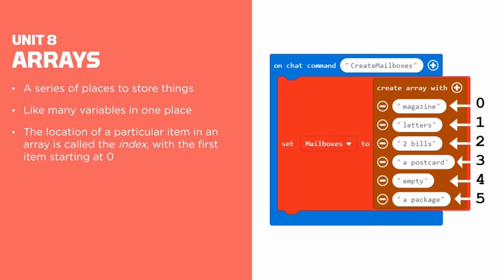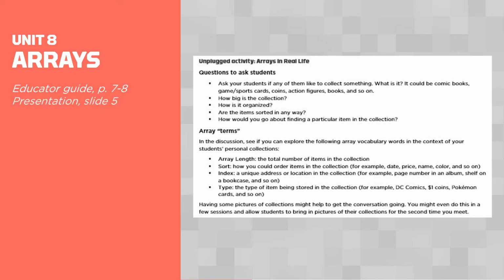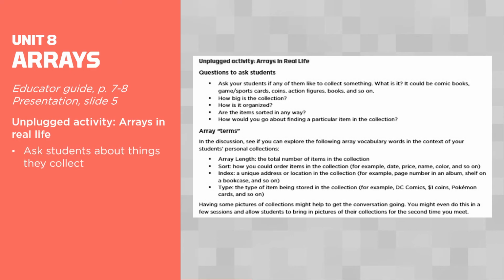The first index is 0 by default. So if there are 6 mailboxes, the length of the array is 6 and the indices are 0 to 5. In the first unplugged activity, you'll help students apply the terms they've just learned to things that they collect.